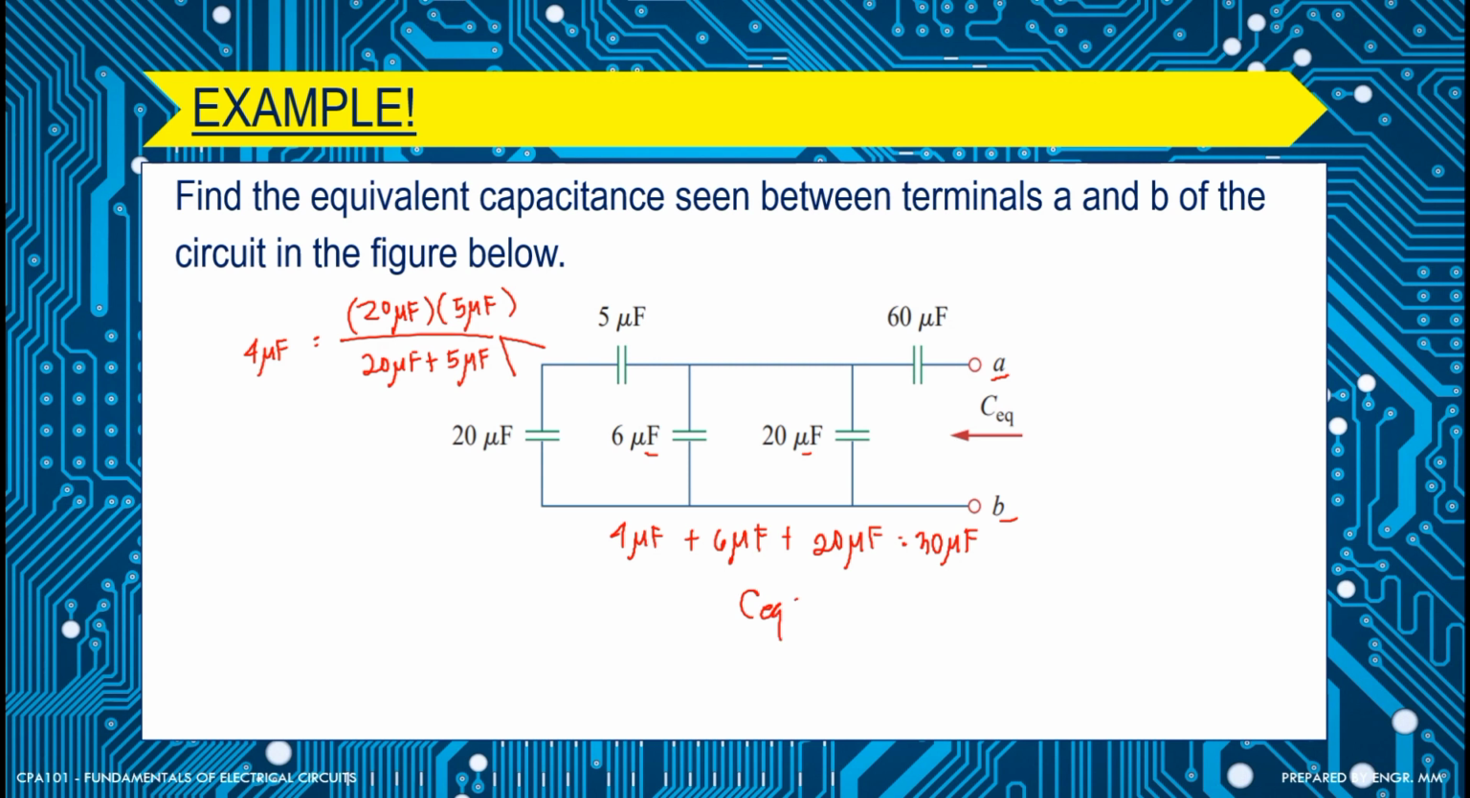Therefore, our equivalent capacitance equal to 30 microfarad multiplied by 60 microfarad all over 30 microfarad plus 60 microfarad. And that is equal to 20 microfarad.